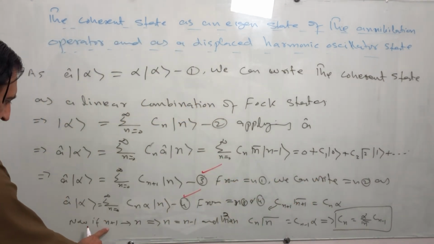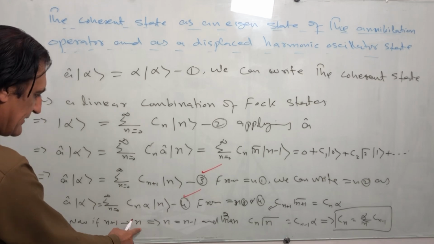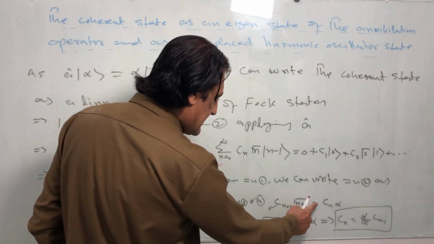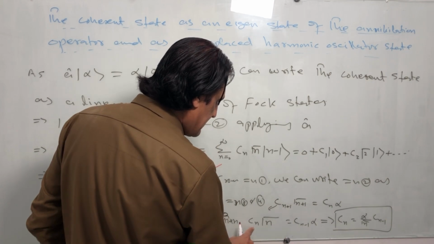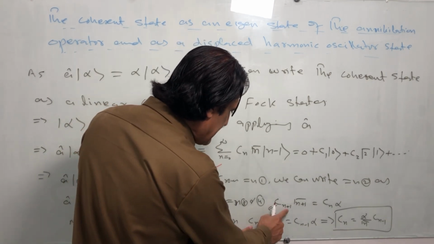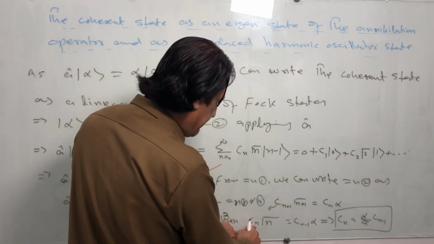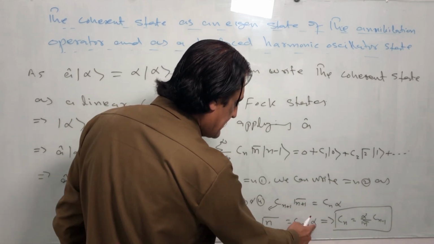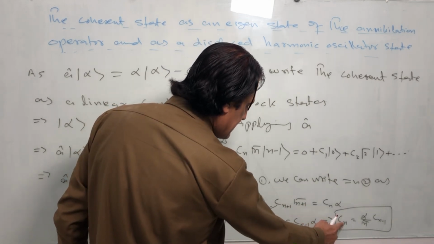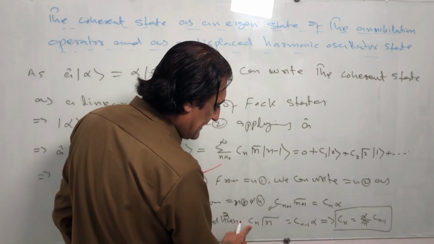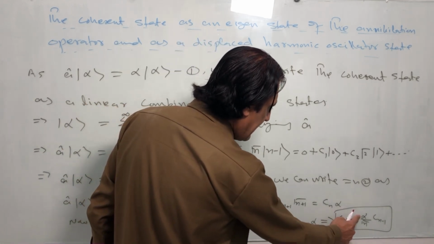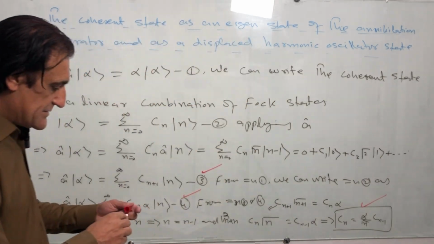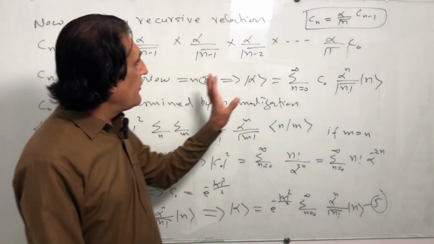Now if n plus 1 tends to n, then it means that n tends to n minus 1. And then this relation can be written as, if n plus 1 is equal to n, we have Cn square root of n equal to C(n-1) alpha, and it means that Cn can be written as alpha divided by square root of n times C(n-1). So this we can get.